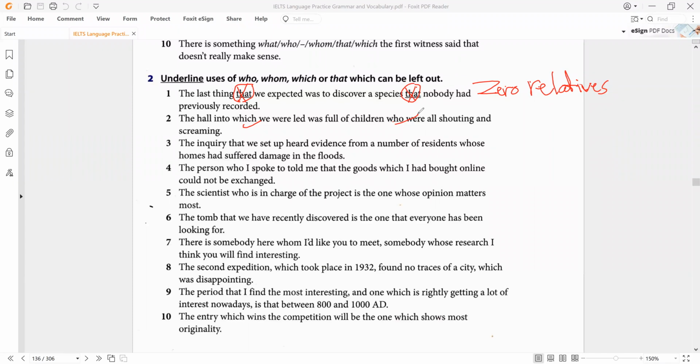Yes. Can we delete that? Yes, so we can remove that. The inquiry we set up heard evidence from a number of residents whose homes had suffered damage in the floods. Can we delete whose here? No. Okay, so we keep whose. Number 4. Now good. Now you are better. Now number 4, quickly.